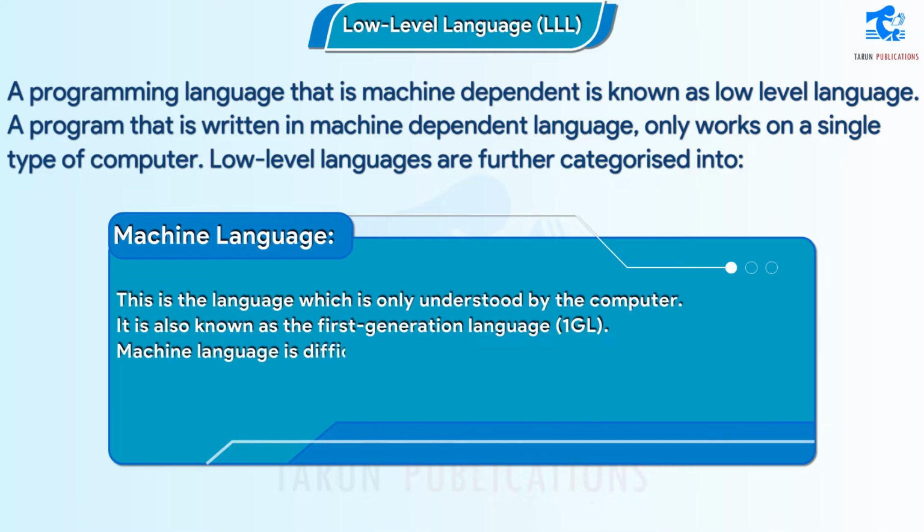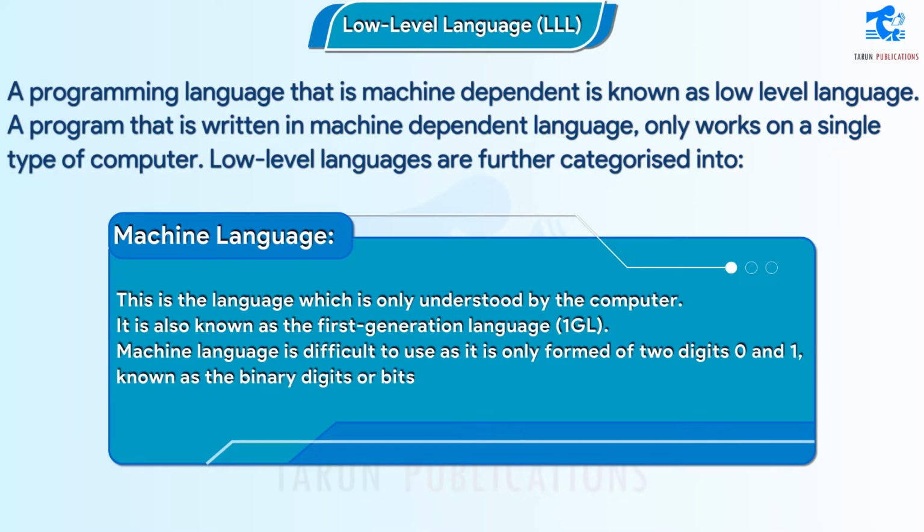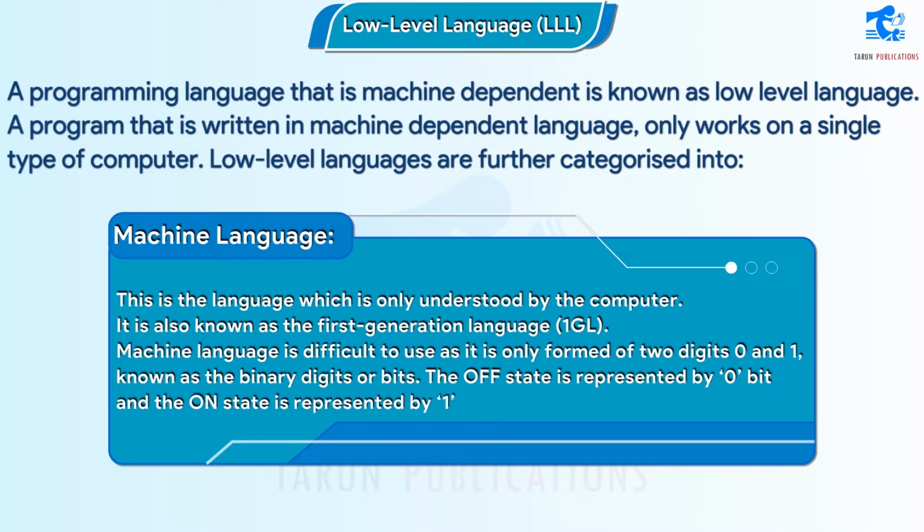Machine language is difficult to use as it is only formed of two digits 0 and 1, known as the binary digits or bits. The off state is represented by 0 bit and the on state is represented by 1 bit.